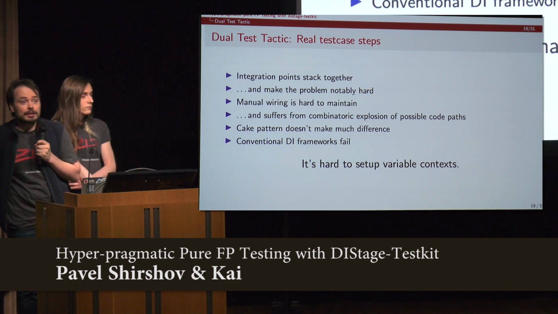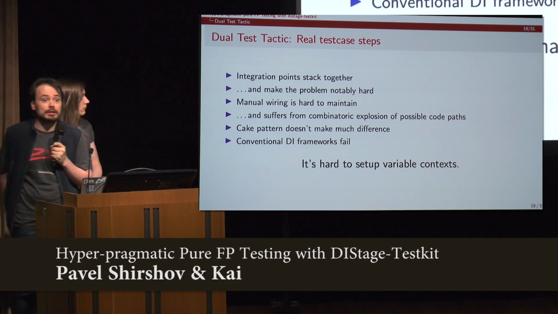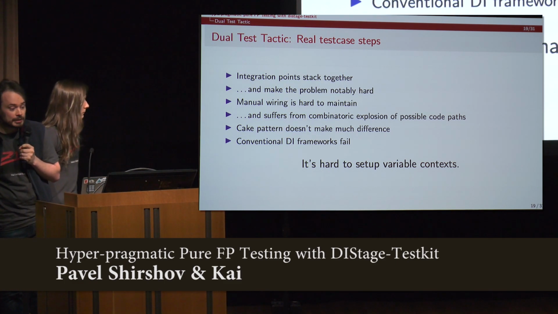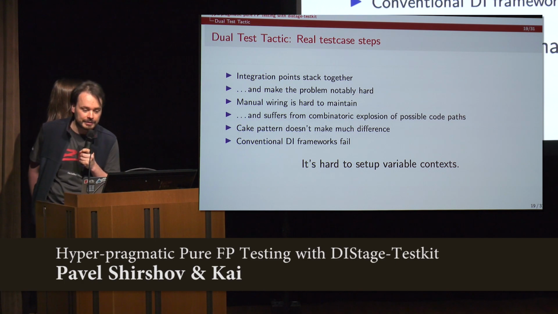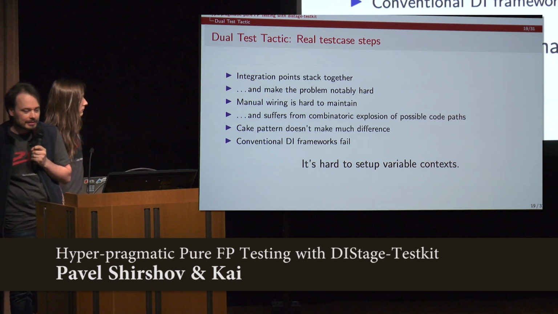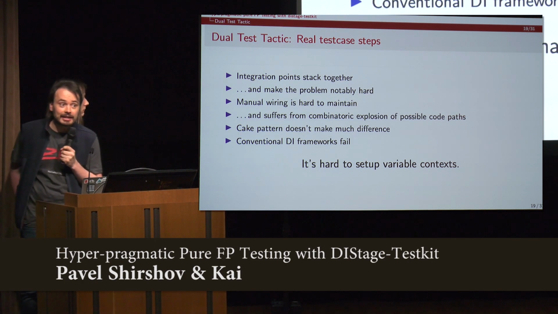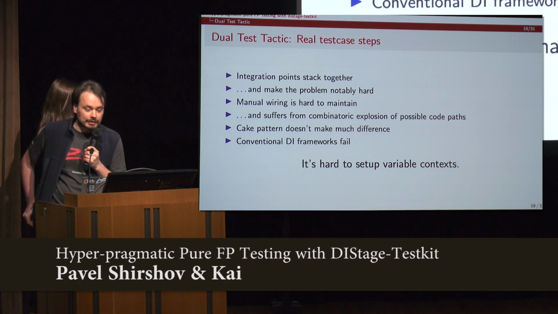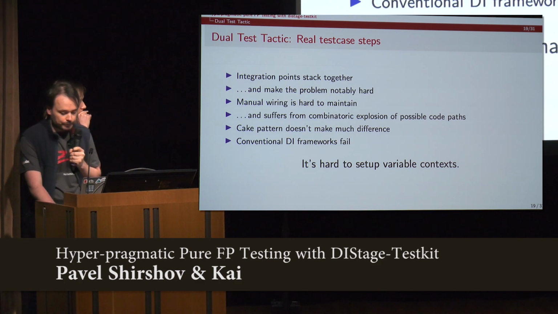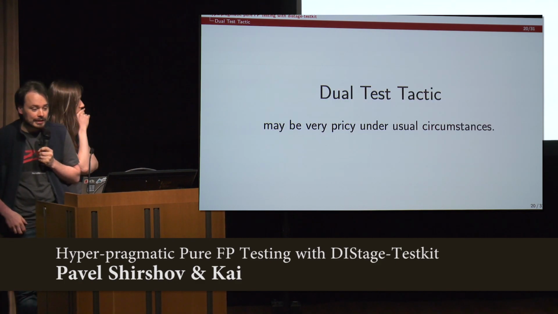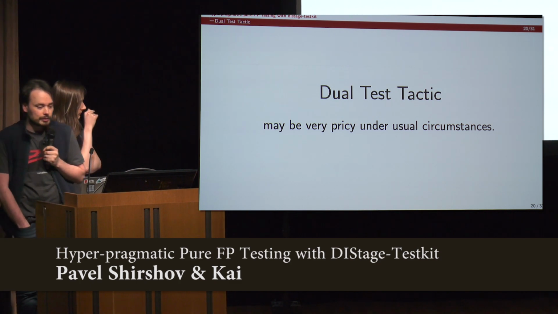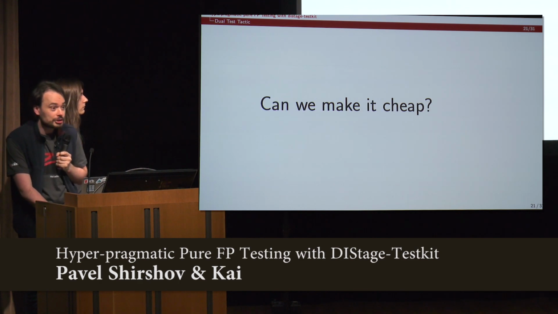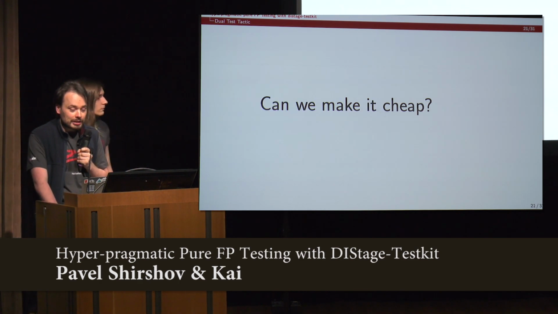So integration points stack together, and they actually make this problem notably hard. In case you try to wire a test context manually, you may figure out that your code suffers from combinatorial explosion of possible code paths. The cake pattern doesn't make much difference, and DI frameworks may fail. So unfortunately, it's hard to set up test contexts. In fact, dual test tactic, while it looks beneficial, may be very pricey under usual circumstances. And the question is, can we make it cheap? And the answer is yes.